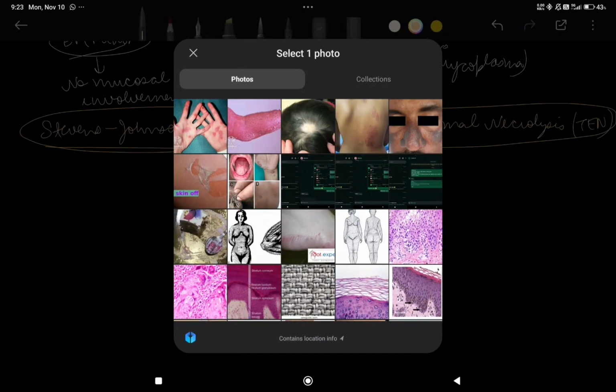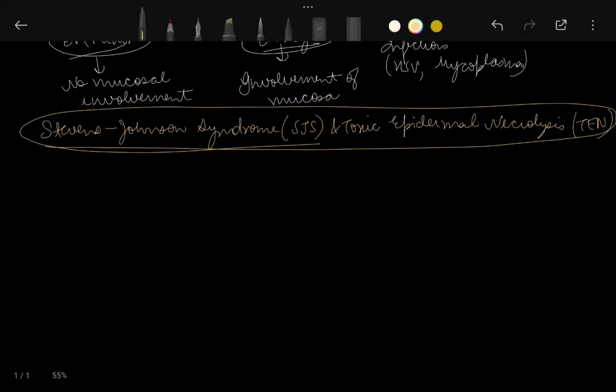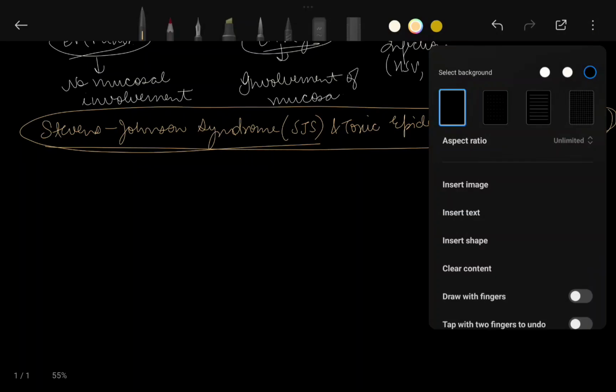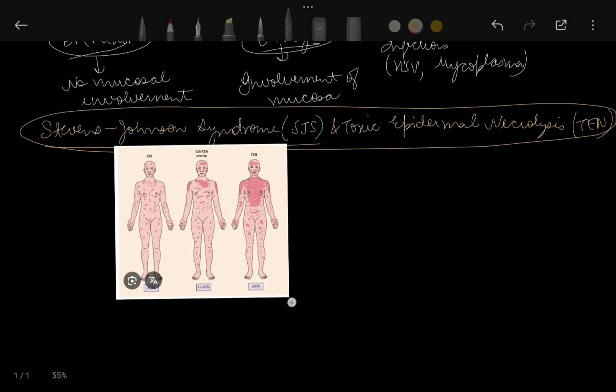Now, what is an example of Stevens-Johnson syndrome? I think we missed it. Just a second. Okay, so here are the examples of Stevens-Johnson syndrome.